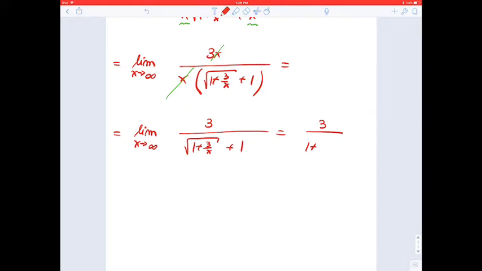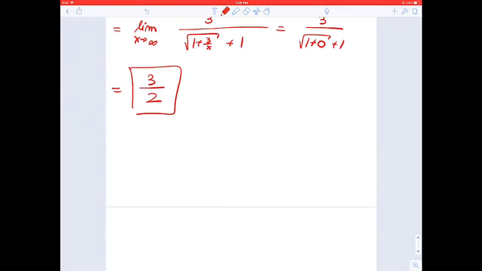I do have 3, I have 1. 3 over a huge number is 0. That means the final answer is 3 over 1 plus 1, 2. 3 halves. That means just using algebra, I managed to get rid of the indeterminate form and get my final answer. Let's see the second example.